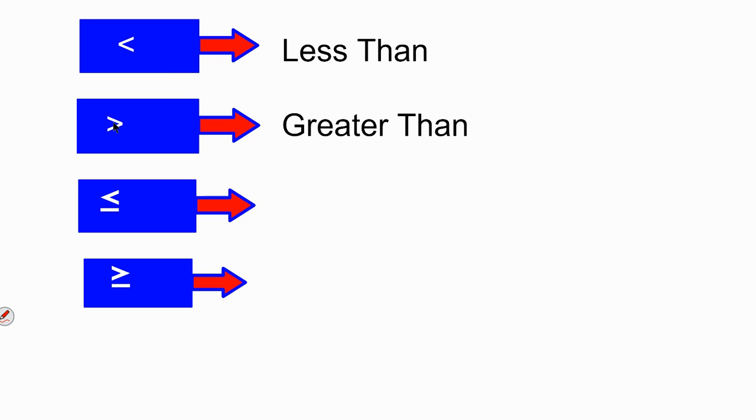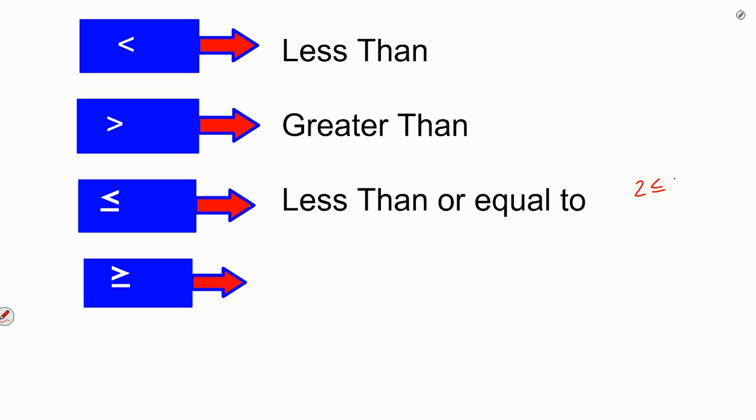The next one is called greater than. So we've got the mouth opening to the left. That is called greater than. Now these two are very similar. You see we have that bar underneath, that is called less than or equal to. When I'm using less than or equal to, we could say, for example, 2 is less than or equal to 2.